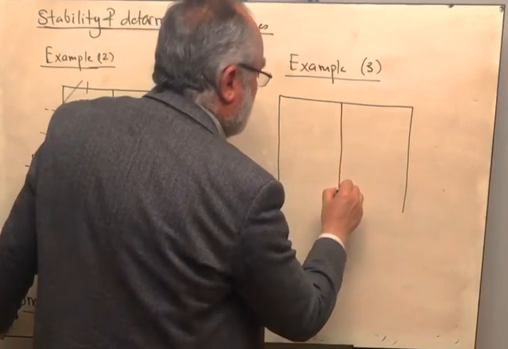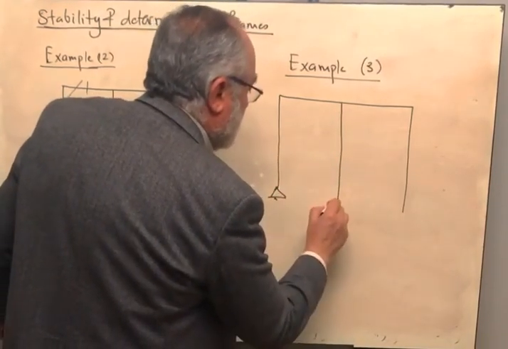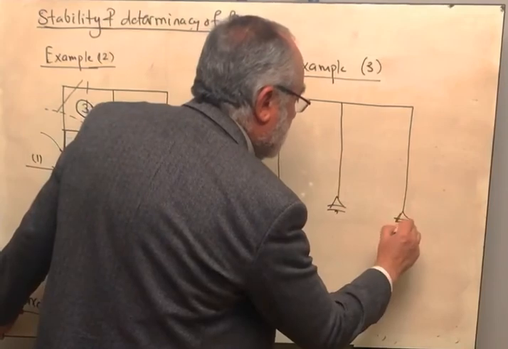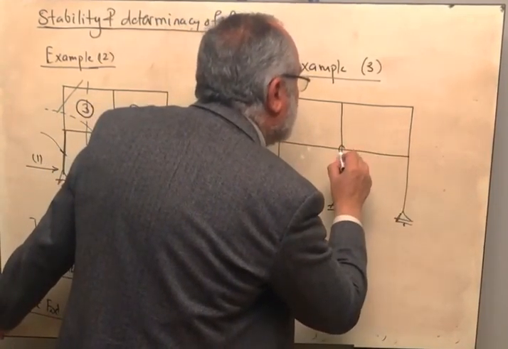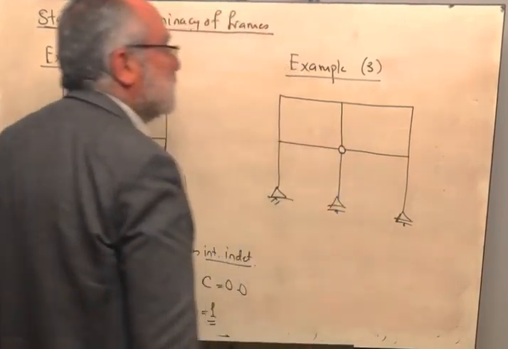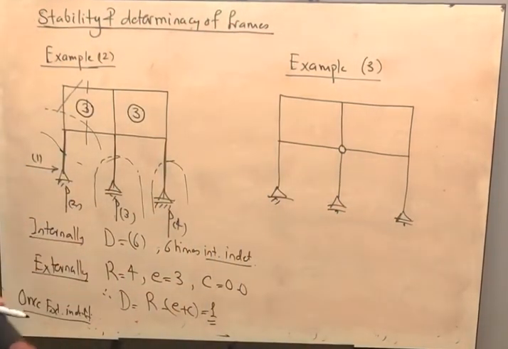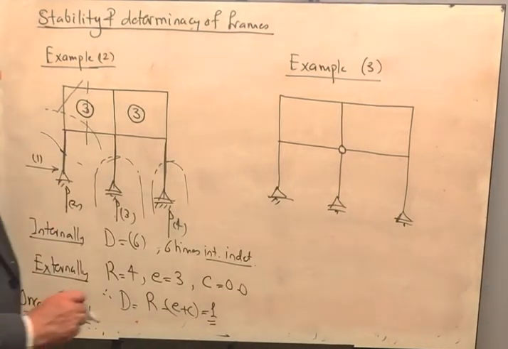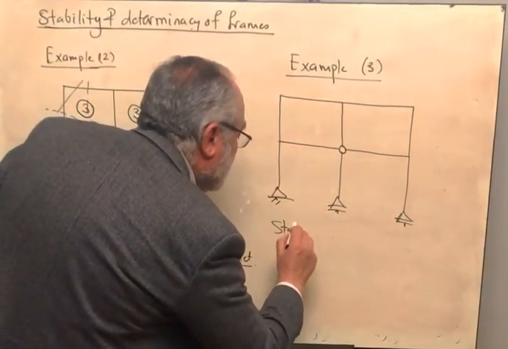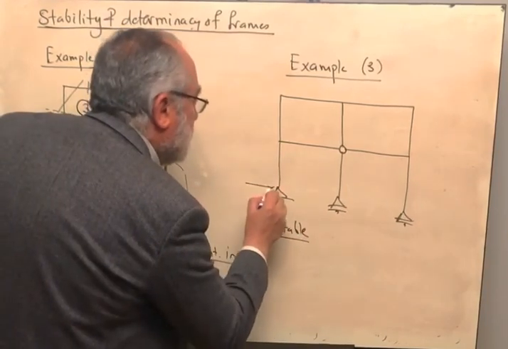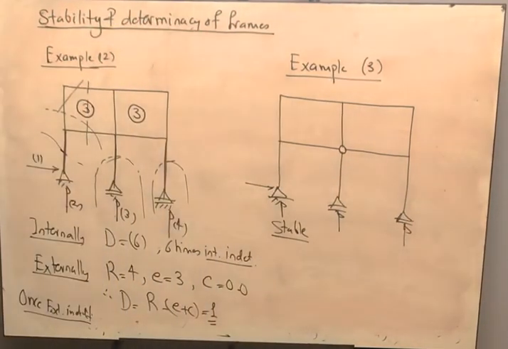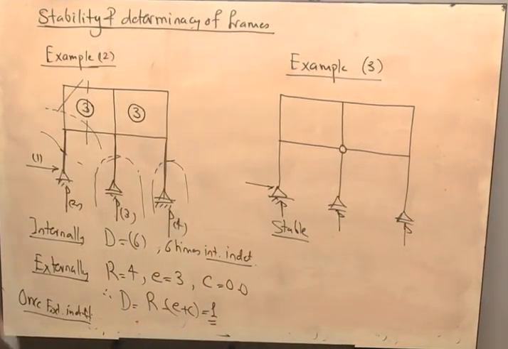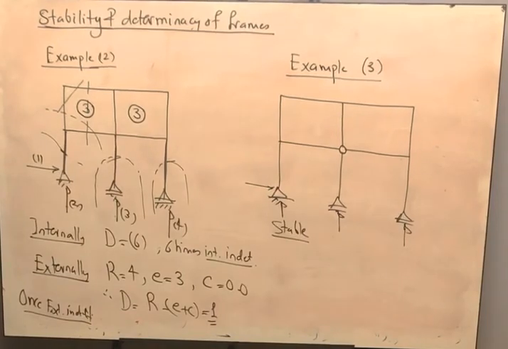I will come here, the same structure, but now we introduce an intermediate hinge here, like this. Type, stability. It is definitely stable because we have 4 reactions and the number of equilibrium equations is 3. Therefore we definitely have a stable structure. Therefore this is stable.